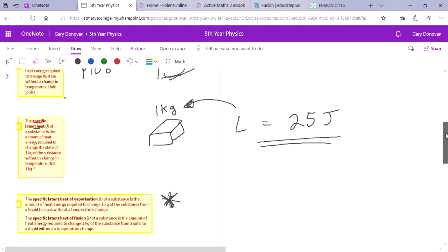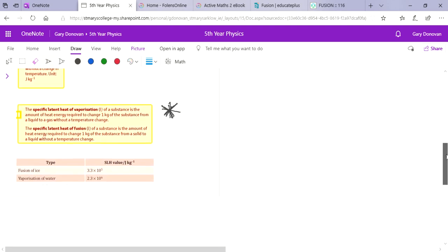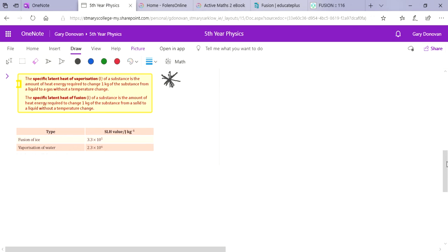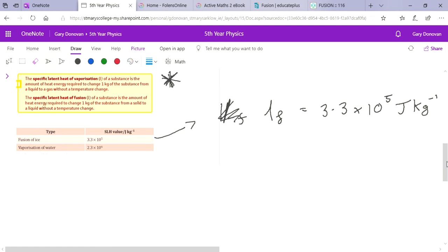Now, it's different for different substances. So I'm talking about ice and water today. For the specific latent heat of fusion of ice, we write that as small lF, and it is equal to 3.3 times 10 to the 5 joules per kilogram. So what does that mean? That means for every 1 kg of ice, you need 3.3 times 10 to the power 5 joules to change it to water.